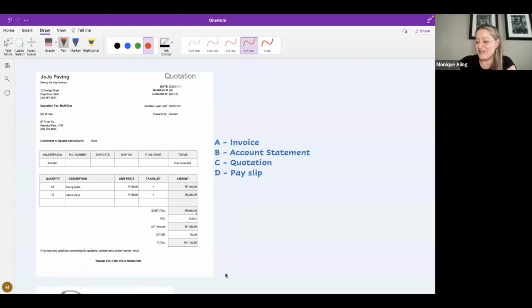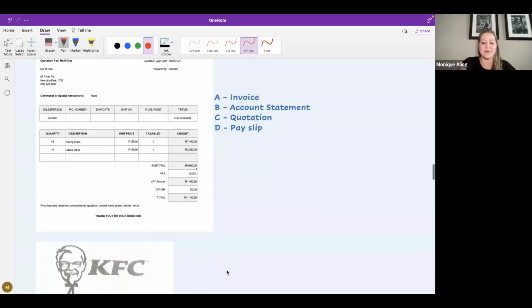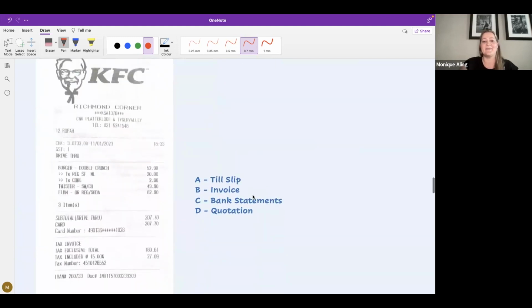Quotation. I wonder what gave it away. Maybe the name in the corner there. Okay, good. Well done, everyone. Keep it up. And then, not to make you hungry or anything, but this is my favorite financial document. Great. Well done. It's a till slip. We all know what that looks like.